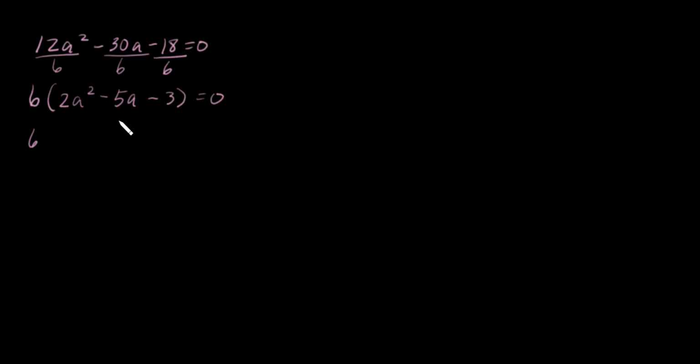I'm going to go ahead and use the AC method. Actually, it's kind of easier to use trial and error, but since we're trying to practice both, we're going to use the AC method. So a times c is 2 times negative 3, which is negative 6. We have to find factors that end up equaling negative 5.